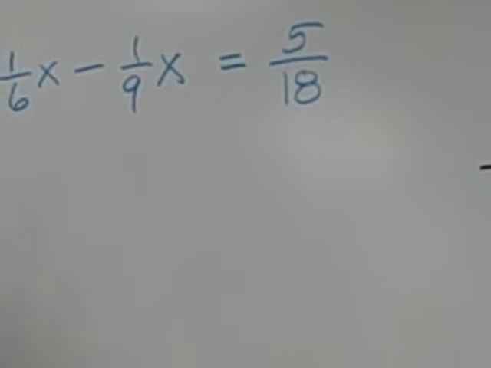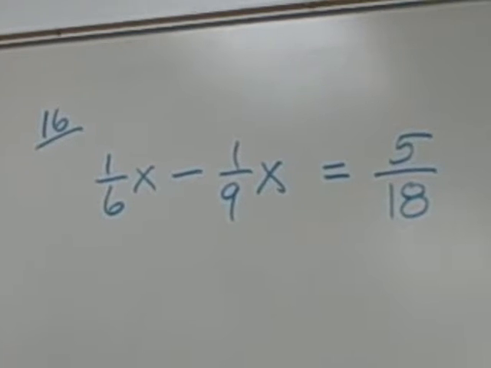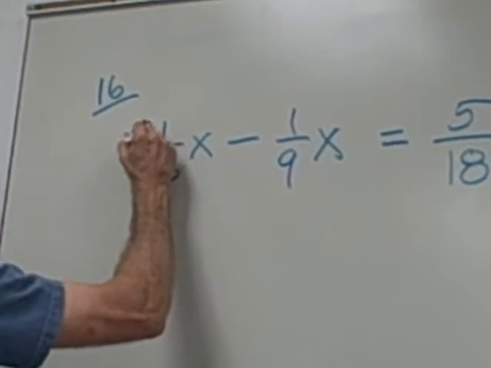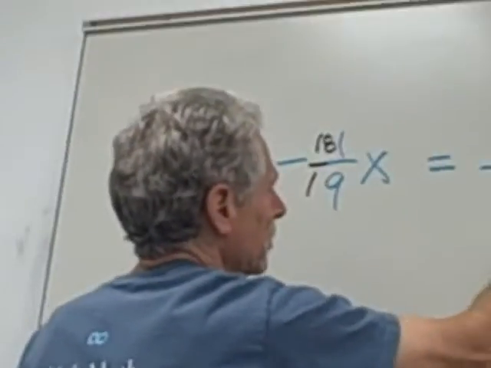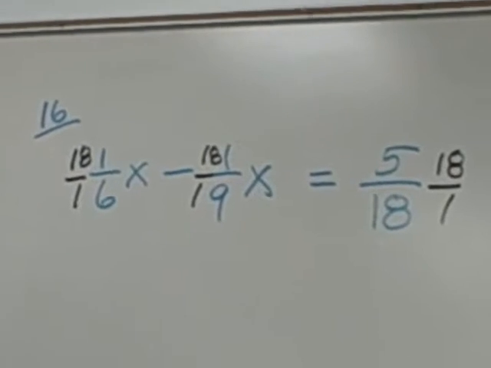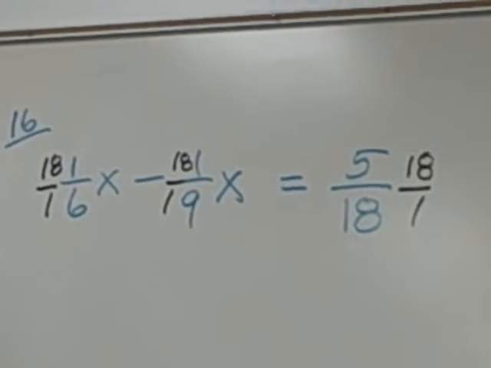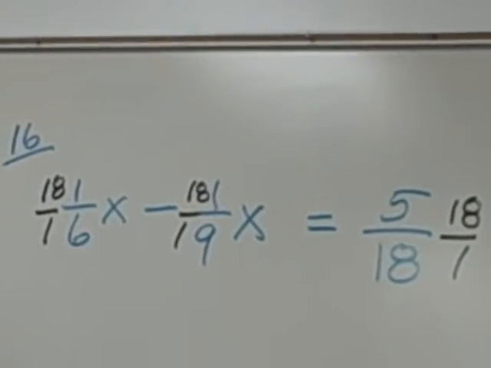What's the LCM? 18. This is an equation. You don't write 18 on the bottom. You multiply by 18. You multiply by 18. And you multiply by 18. This is an equation. I'm clearing the fractions. That's what it's called. Clear the fractions.